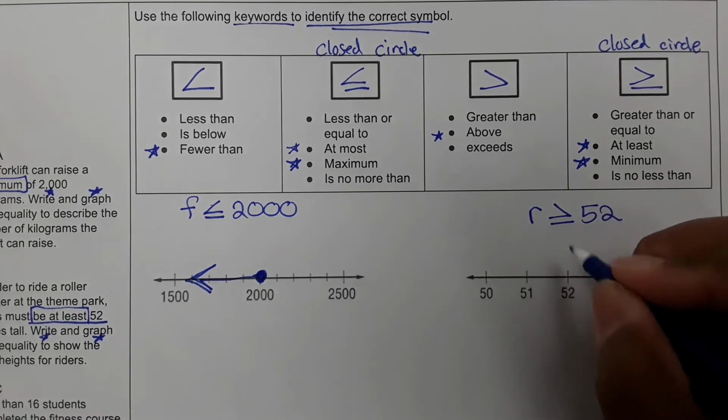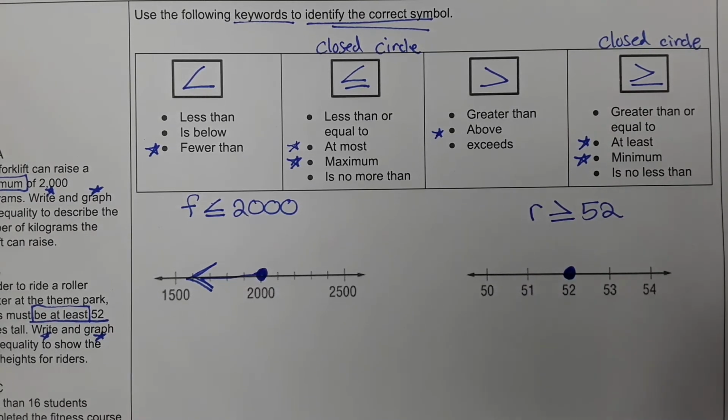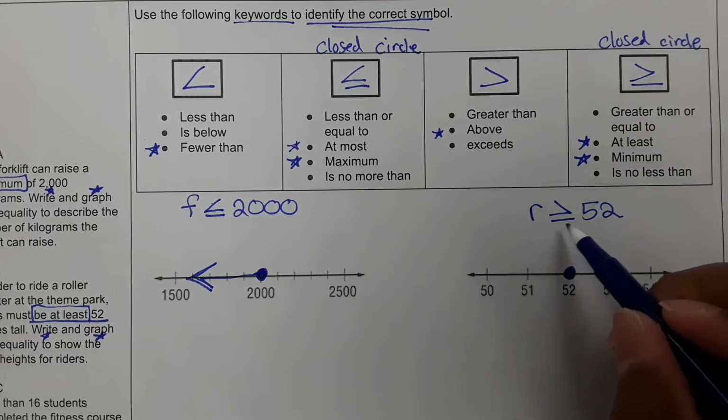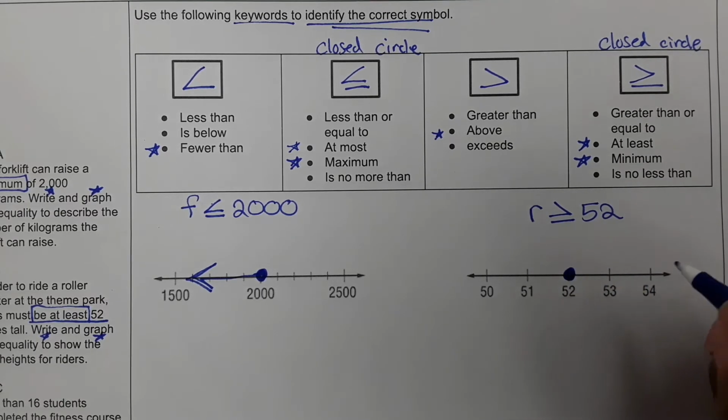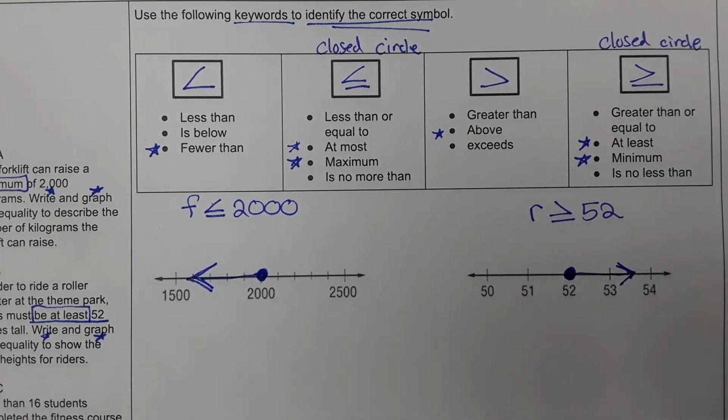Once again, because it can be 52, that's what the equal to part says. It needs to be a closed circle. And we're looking for all the numbers that are more than 52, which means we go towards 53, 54 to the right.